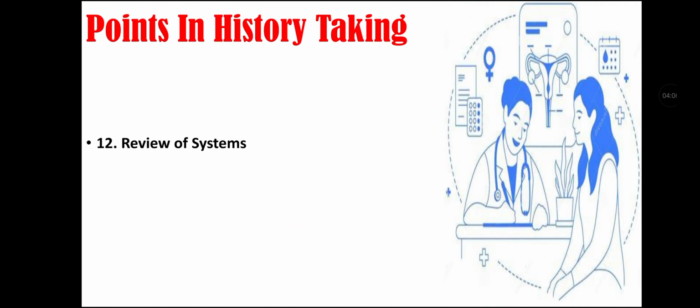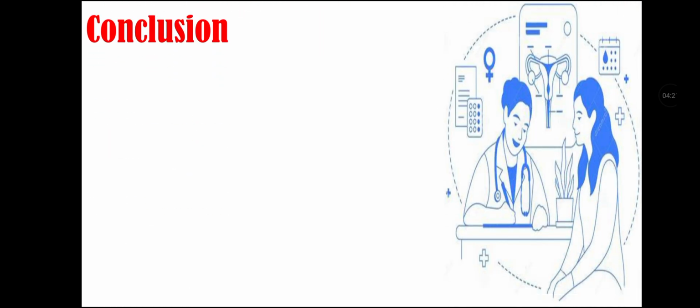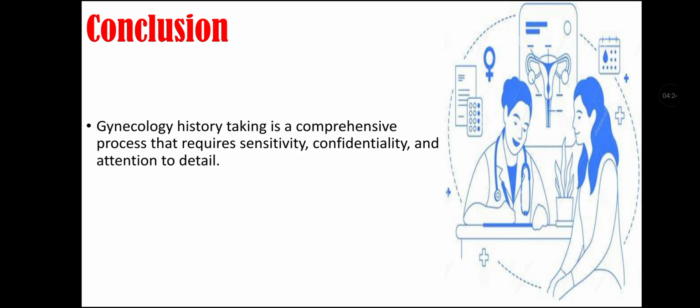And at the last step of gynecological history taking, we do the review of systems, that is a systemic review of other body systems like urinary system, gastrointestinal system, and endocrine system, and it is conducted to identify related or overlapping conditions. Conclusion of this lecture video.